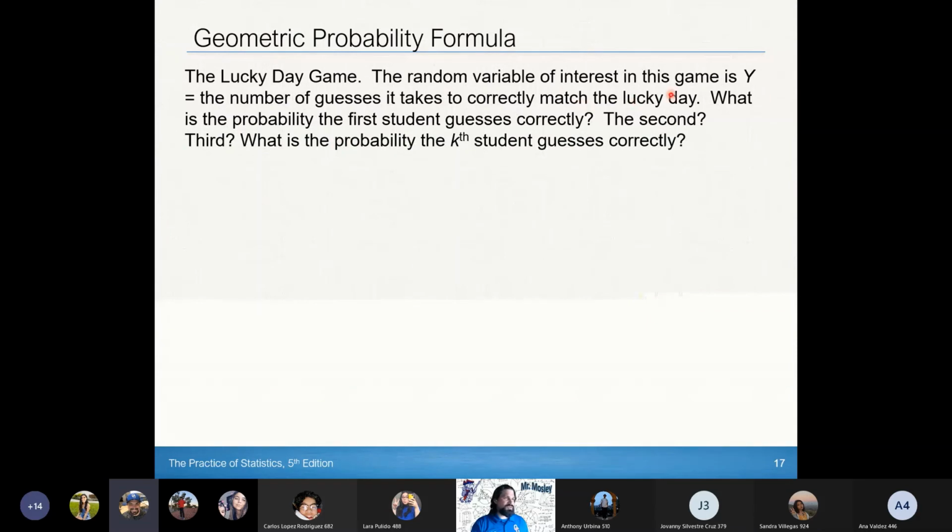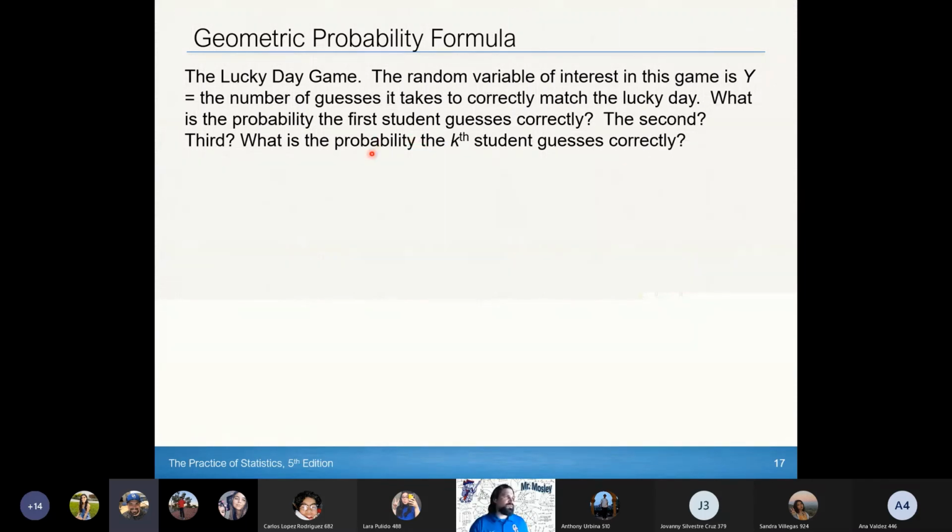The random variable of interest in this game is y, the number of guesses it takes to correctly match the lucky day. What's the probability the first student guesses correctly? We do know that there's only 7 days to choose from, Monday through Sunday, or however you want to label that. So the probability of success is 1 out of 7. There's 1 correct answer, 6 incorrect answers. So we have a fixed probability. It's the same chance of getting a success on each trial.